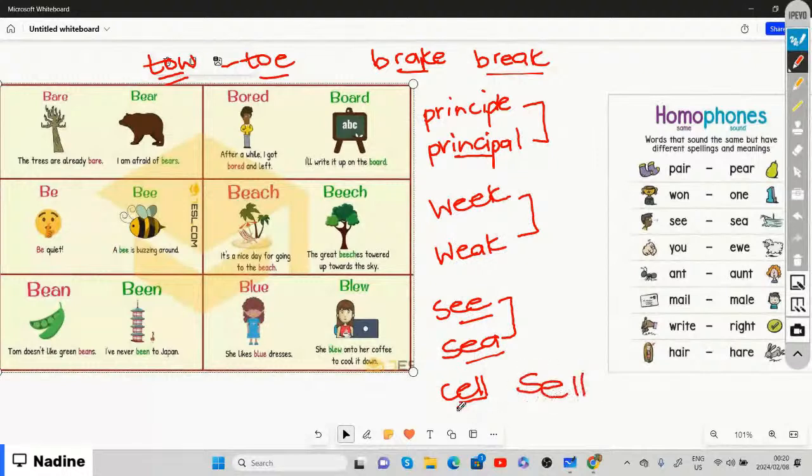CE double L is like your cell phone, short for cell phone. And SE double L is when you sell something, you had something, so you are selling it and they're giving you money in return.